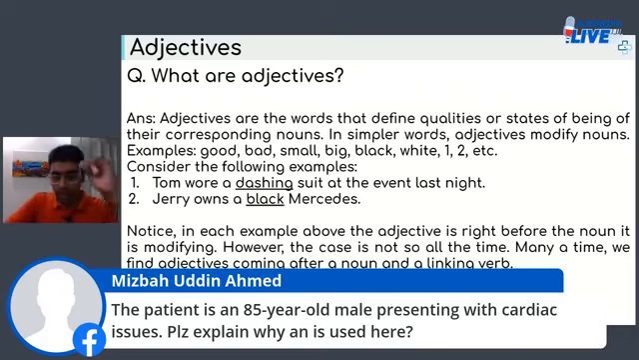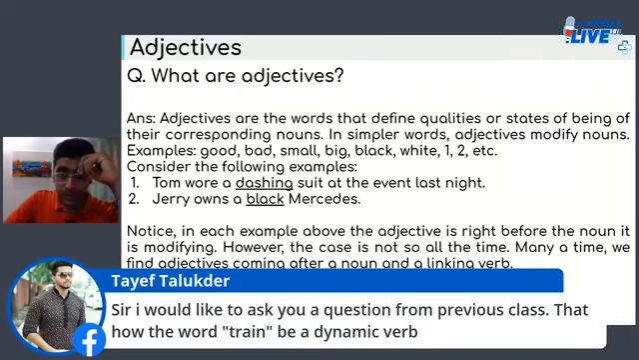There you go. Okay, we have another question by Taif Talukdar. So I would like to ask you a question from previous class. How can the word train be a dynamic verb? Of course, why not? Train, right? When you say train, you're not talking about the vehicle train. You're not talking about the railway transportation. You're talking about training, right?